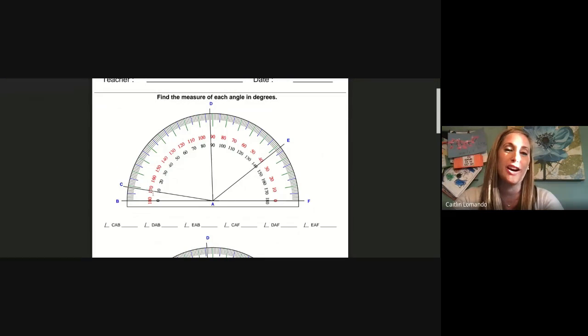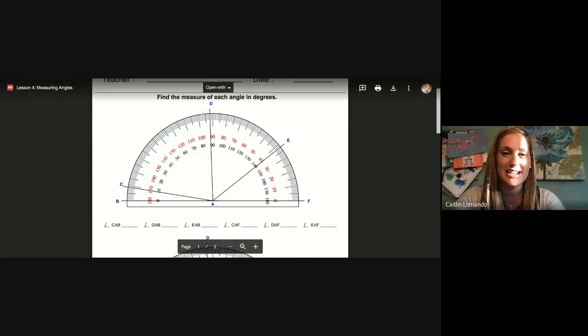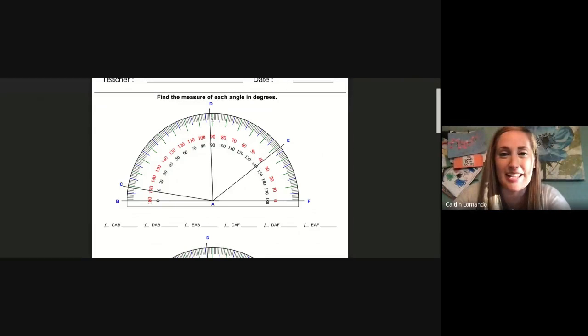If I go C to A to F, oh, that's a big obtuse angle. So over here, I'm going to be using the red numbers. It's a little bit bigger than 170. So I go 170, 171. D to A to F is bigger than 90. So if I'm at 90, I can see it's 2 spots over. So what's 90 plus 2? That angle measure is 92 degrees.